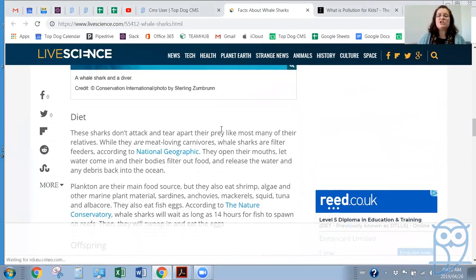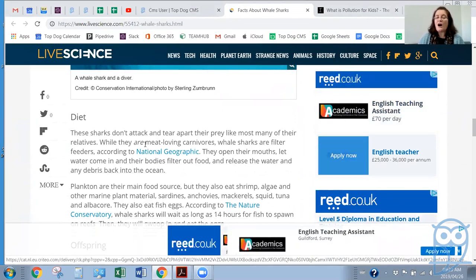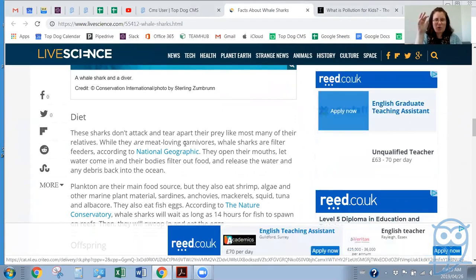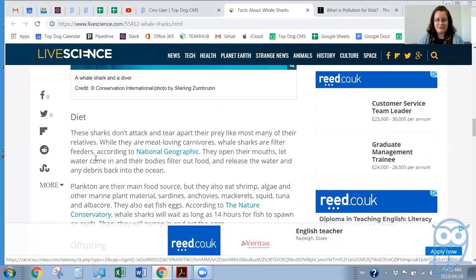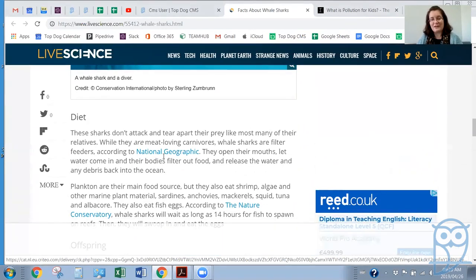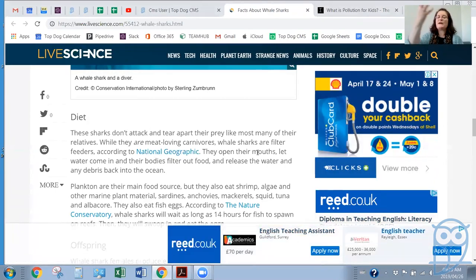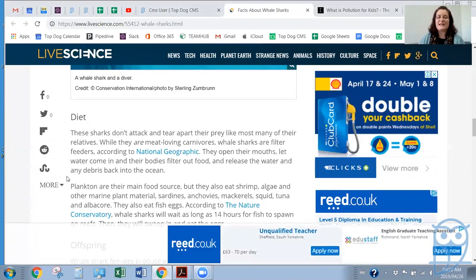Diet. These sharks don't attack and tear apart their prey like most or many of their relatives. While they are meat-loving carnivores, because you know they're eating all those small krill and little crustaceans and things like that, whale sharks are filter feeders, according to National Geographic, a very famous wildlife publisher. They open their mouths, let water come in, and their bodies filter out food and release the water and any debris back into the ocean.